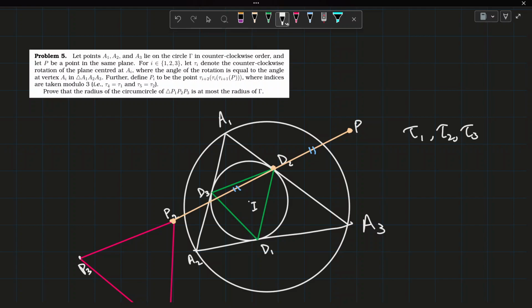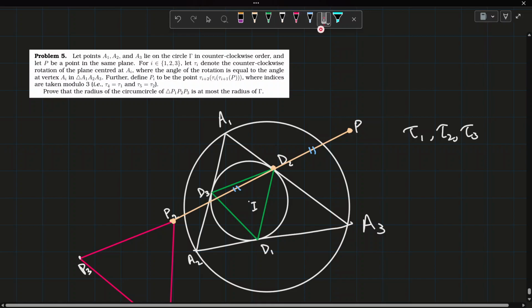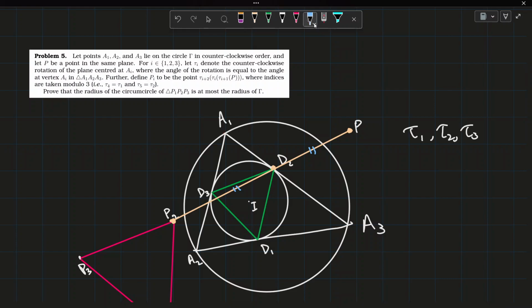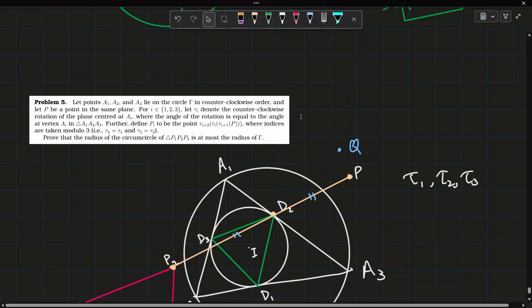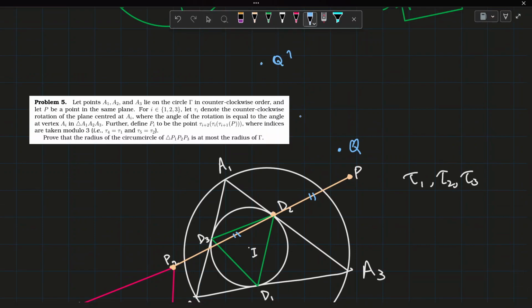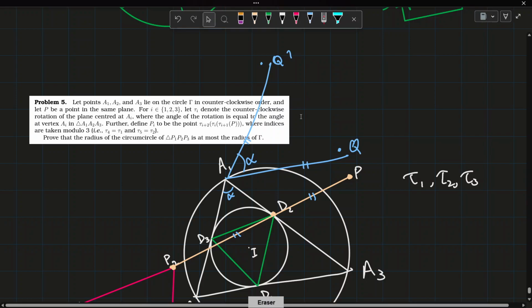And how are these rotations defined? Suppose we try to figure out how tau 1 works. Suppose there is a point P, suppose there is a point Q. The point Q is rotated to a point Q dash about A1 such that this angle and this angle are the same and these two line segments have equal length. So this is basically how rotation works. Tau 1, and similarly tau 2 and tau 3, are defined.